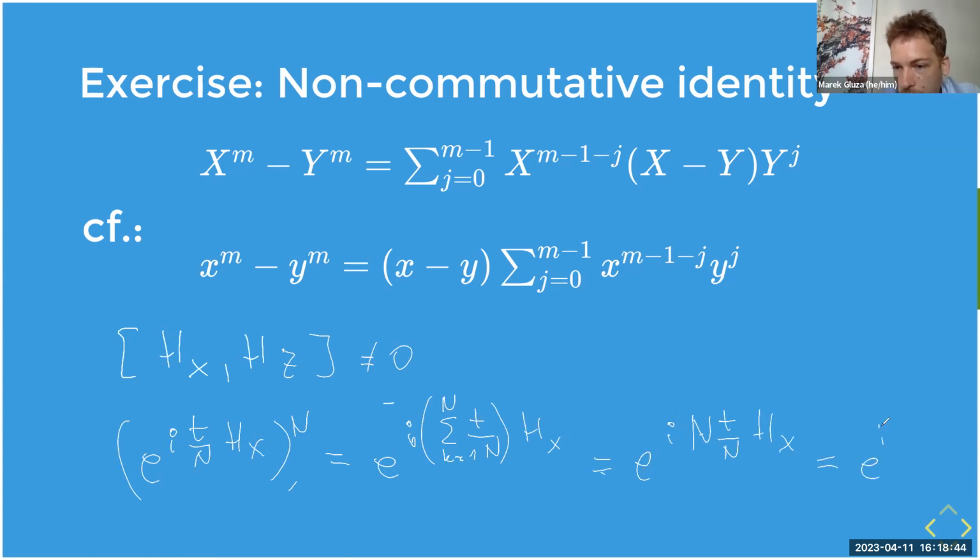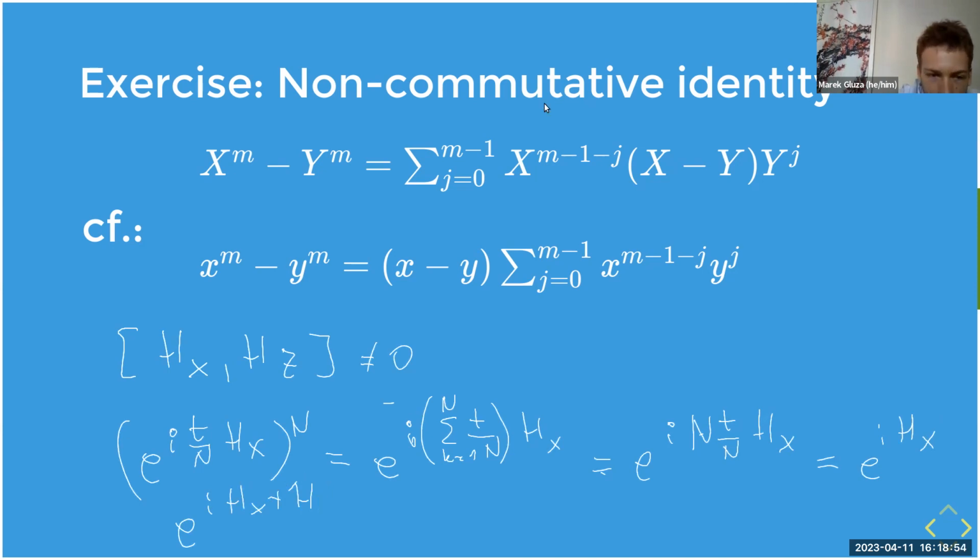So I get e to the i t hx. If I want to evolve with hx plus hz times t, then this is exactly equal, because all of this is commutative, to e to the i t over n times hx plus hz, and then take this to the power n.